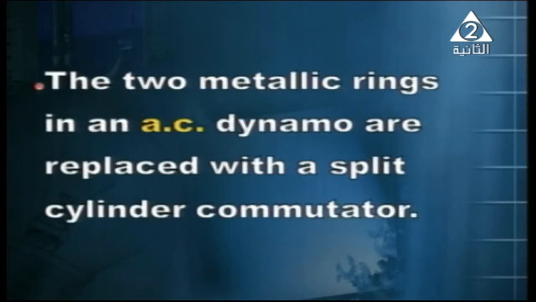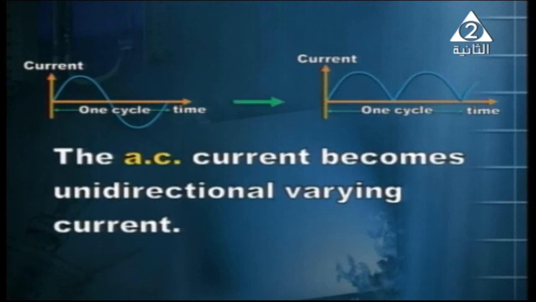What happens when the two metallic rings in an AC dynamo are replaced with a split cylinder commutator? The current becomes unidirectional, but still varying current. It changes from 0 to maximum, but it has just one direction.